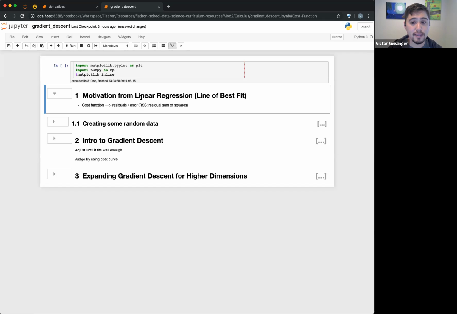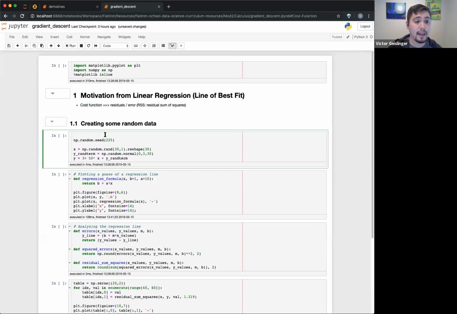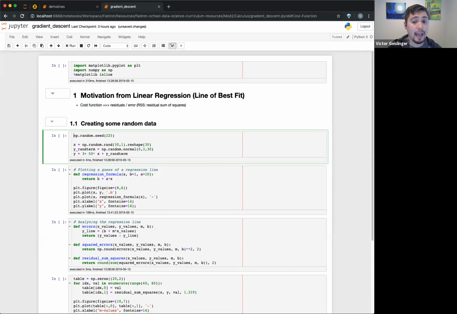This is where we use something called a cost function. Our cost function for linear regression is just going to be the residuals, or RSS, residual sum of squares. It's something we calculated way back in, I think, section 9 or 10. We're basically finding the RSS, and that's our cost function. It tells us how good the specific model is.